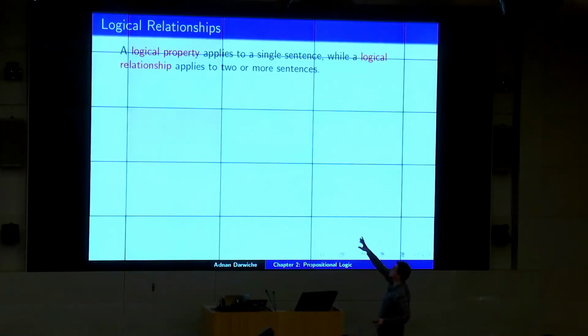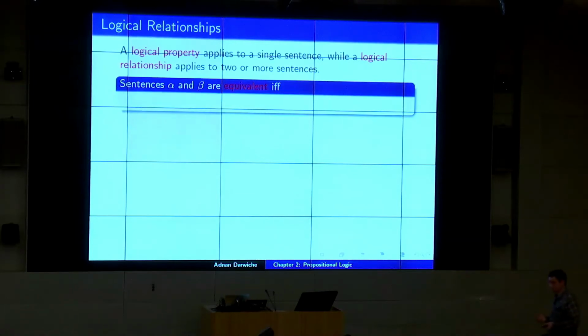Okay, so a logical property applies to a single sentence, while a logical relationship applies to two of them. So now we're going to look at a bunch of logical relationships, and again, you're going to help me with that. We're going to start with the simplest and end with the most controversial one. I told you what the simplest is. You want to guess what the controversial one is? Okay, we'll leave it a surprise.